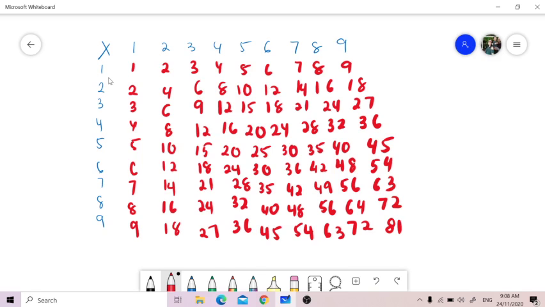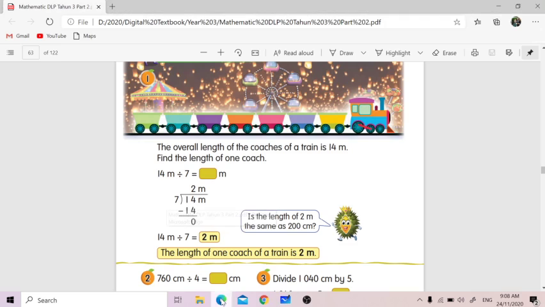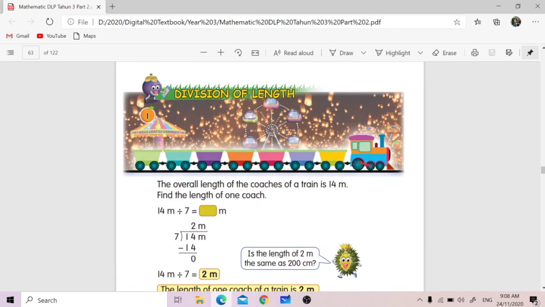So next, we're going to learn about the list of words that involve division. Let's look into division of length. First, the overall length of the coaches of a train is 14 meter. So students, look here.